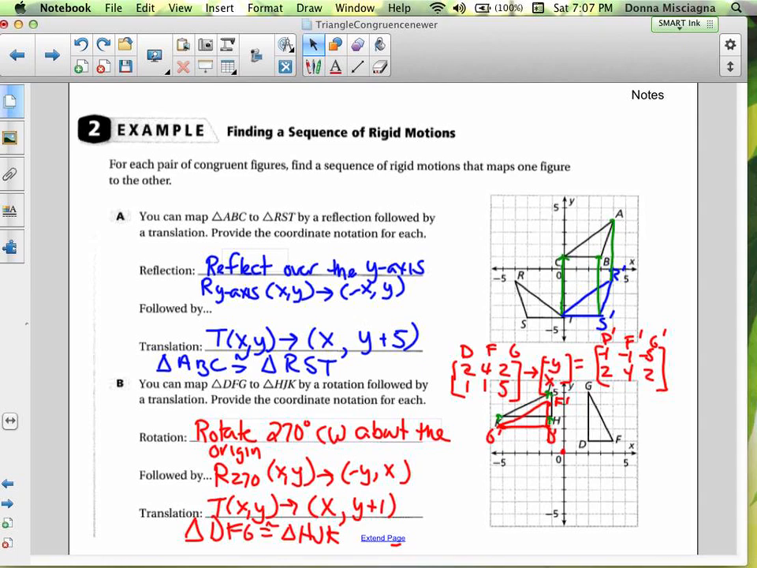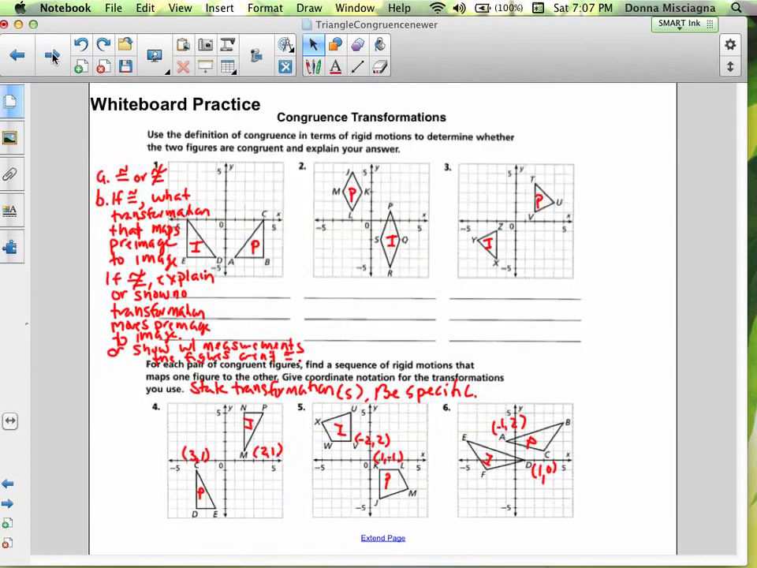And I will explain this in class again, but just in case you miss it, you can look at the podcast again and hear the explanation for your whiteboard practice, which will come up any day now. All right, so I will give this to you on paper. All right, so this is congruence transformations.